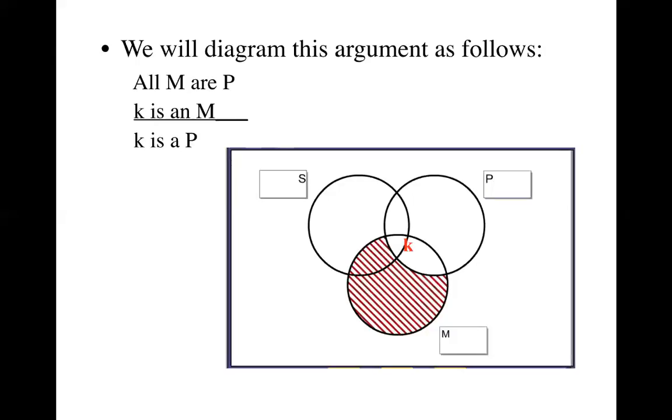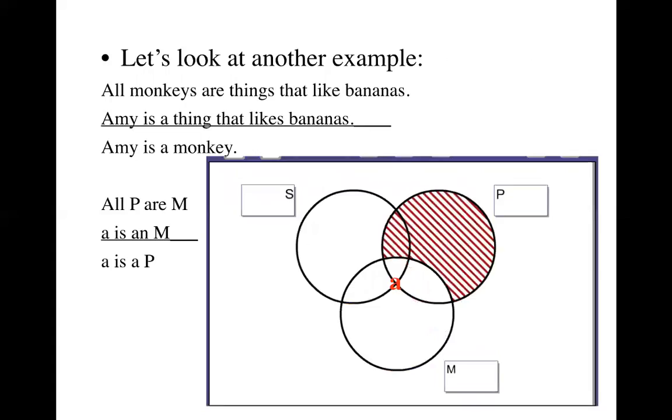Okay, let's look at another argument. Another example: All monkeys are things that like bananas. Amy is a thing that likes bananas. Therefore, Amy is a monkey. So we'll formalize this as: all P are M; A is an M, A for Amy; and then A is a P is the conclusion.